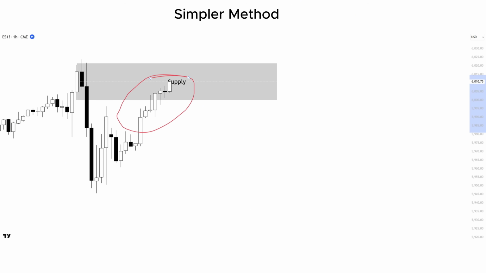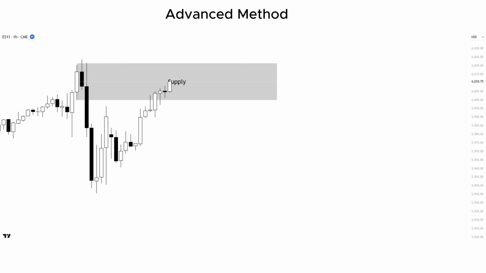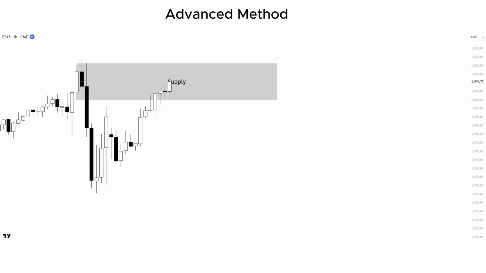Now on the previous setups, we've done the simplest approach. This time we're getting into the advanced approach. In the advanced approach, we don't position the setup from the supply that we found on the initial higher time frame. But we still need to find this supply. And instead of trading right away from it, we just wait for the market to fill this supply. And then after hitting the supply, we switch into a lower time frame.